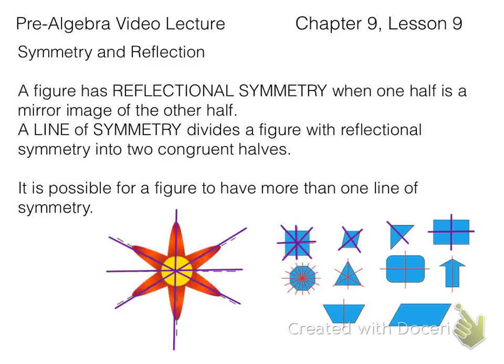This one has 1, 2, 3, 4, 5, 6, 7, 8. So this octagon has quite a few: 8 lines of symmetry. So there you go. And then this triangle has more than one: 1, 2, 3 lines of symmetry. So you get the idea, right? Okay, so let's go ahead and move on.